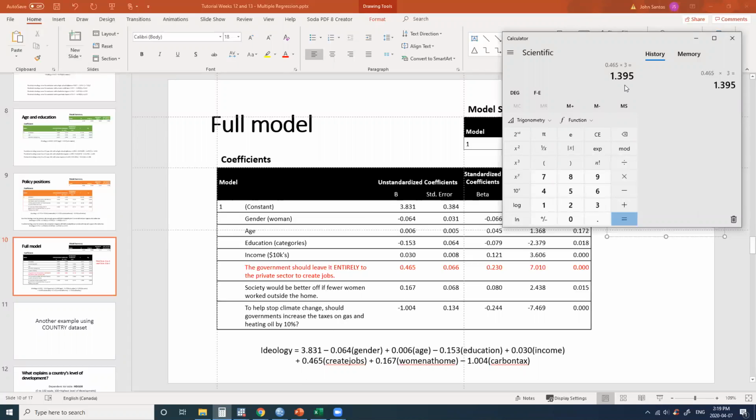So, let's say if the average person is a 5 out of 10 on this left-right ideological scale, all else being equal, somebody who strongly agrees with the question, the government should leave it entirely to the private sector to create jobs, is going to be 1.395 points to the right of somebody who strongly disagrees with this question.